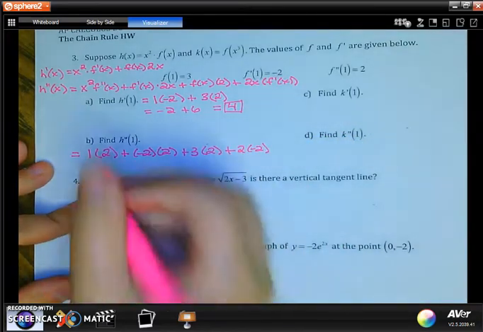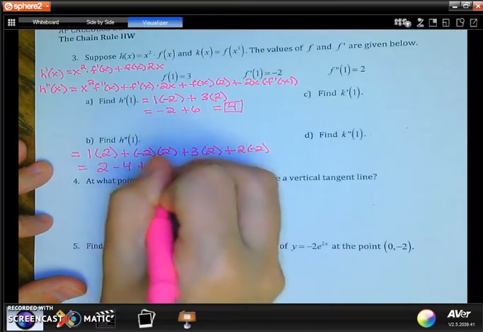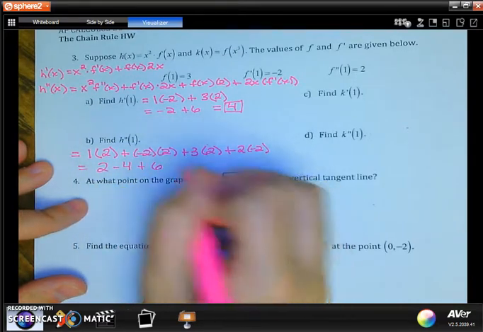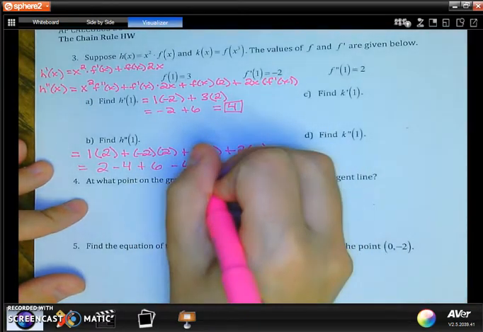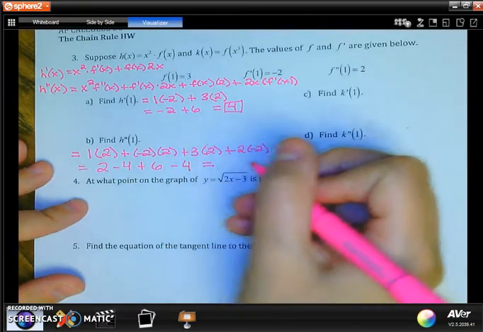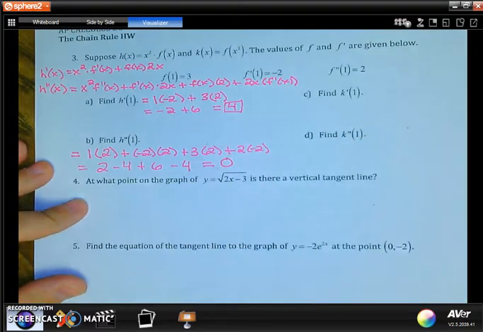So hopefully I plugged all that in. That gives me 2 minus 4 plus 6 and a minus 4 again. Okay, so then you can add all those together. Oh, and that just gives me a 0. So I have a 0 there.